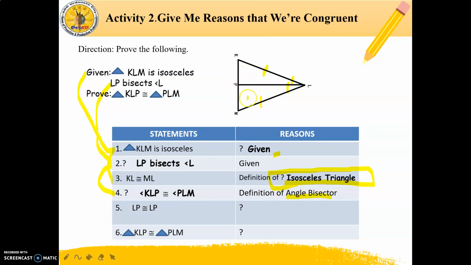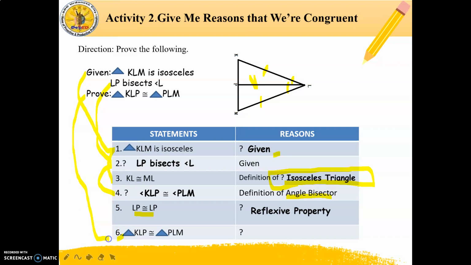Seeing the figure alone, we can see that the two triangles share a common side, or there is an overlapping side. LP is congruent to side LP, which is supported by what? Valid reason: reflexive property.